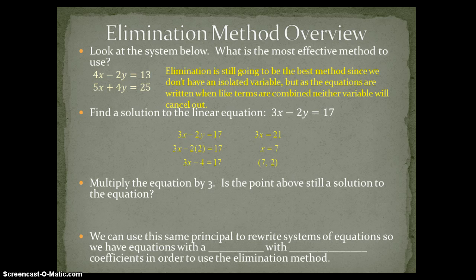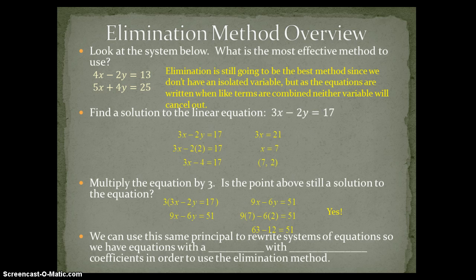Now, multiply this equation by 3. Is the point above still a solution? Well, if I multiply the equation by 3, I get 9x minus 6y equals 51. And if I plug in my values for x and y, yes, this is the solution. 63 minus 12 does in fact equal 51.